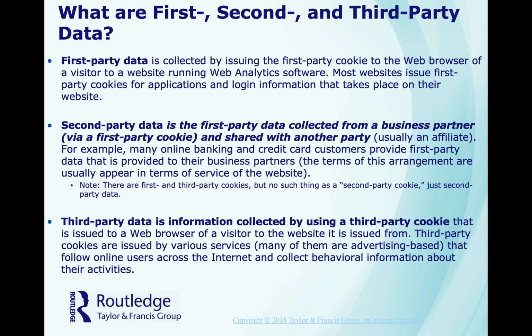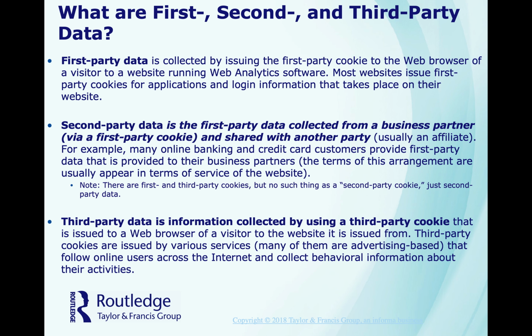So the first, second, and third party data. Again, this is just kind of review, but first party data is collected by issuing the first party cookie to a web browser of a visitor to a website running web analytics software. Most websites issue first party cookies for applications and login information that takes place on their website. So what that's saying is, if a website is using web analytics and it wants to tag each person coming into the website, it places what's called a cookie into your computer. And I believe web analytics can hold it up to 30 days and then it does more cookies. But that is what's called first party data.